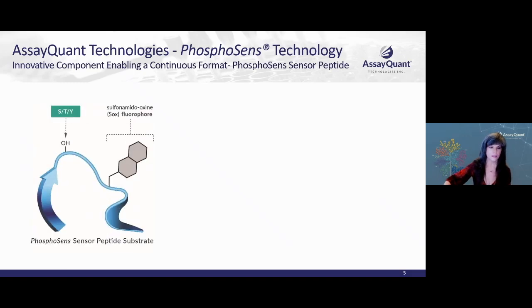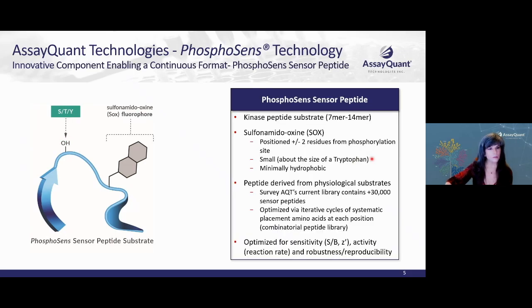It's shown here in this illustration, where, let me turn on my pointer here. There we go. As the name implies, the PhosphoSens sensor peptide is a substrate for your kinase or phosphatase of choice, where the fluorophore sulfonamido-oxine is covalently attached to the peptide in close proximity of the phosphorylation or dephosphorylation site. And this sensor peptide averages between 7 and 14 amino acids in length.